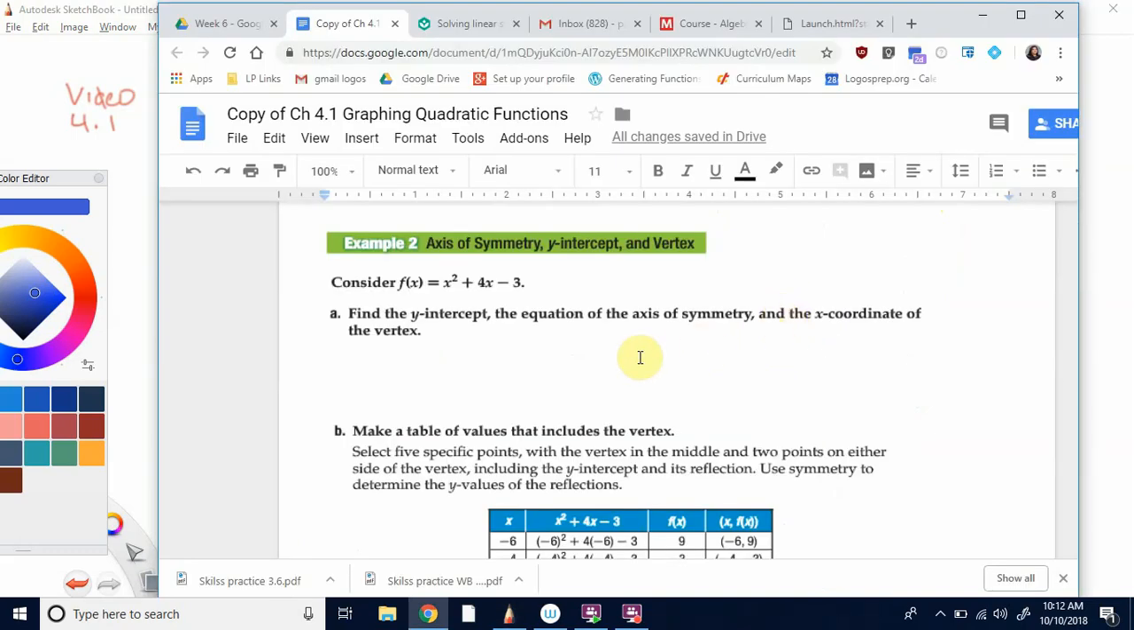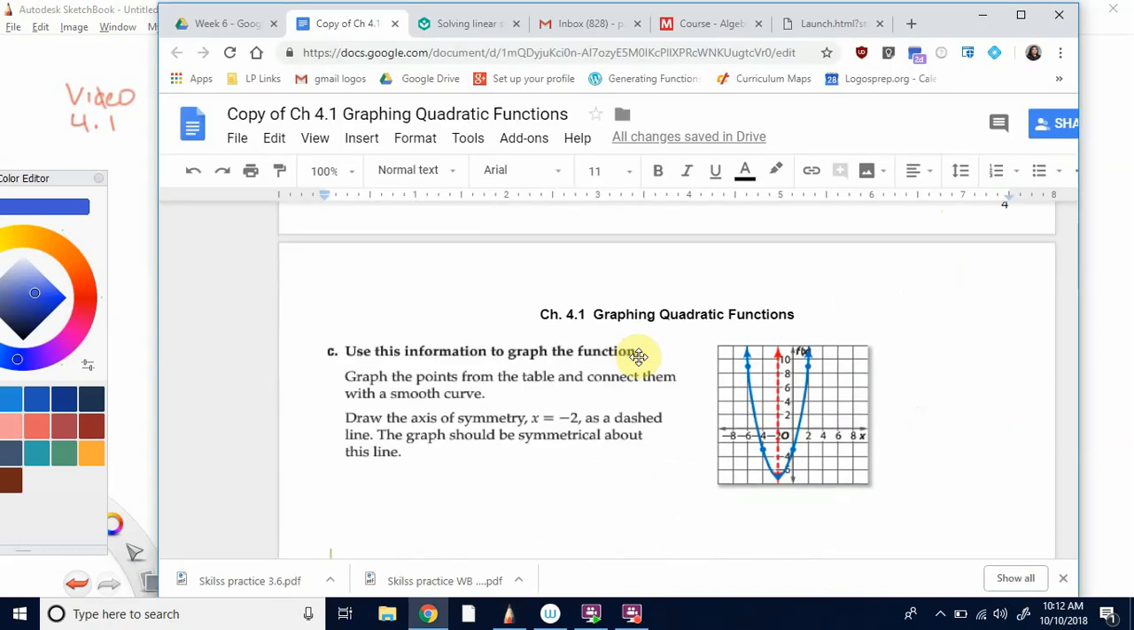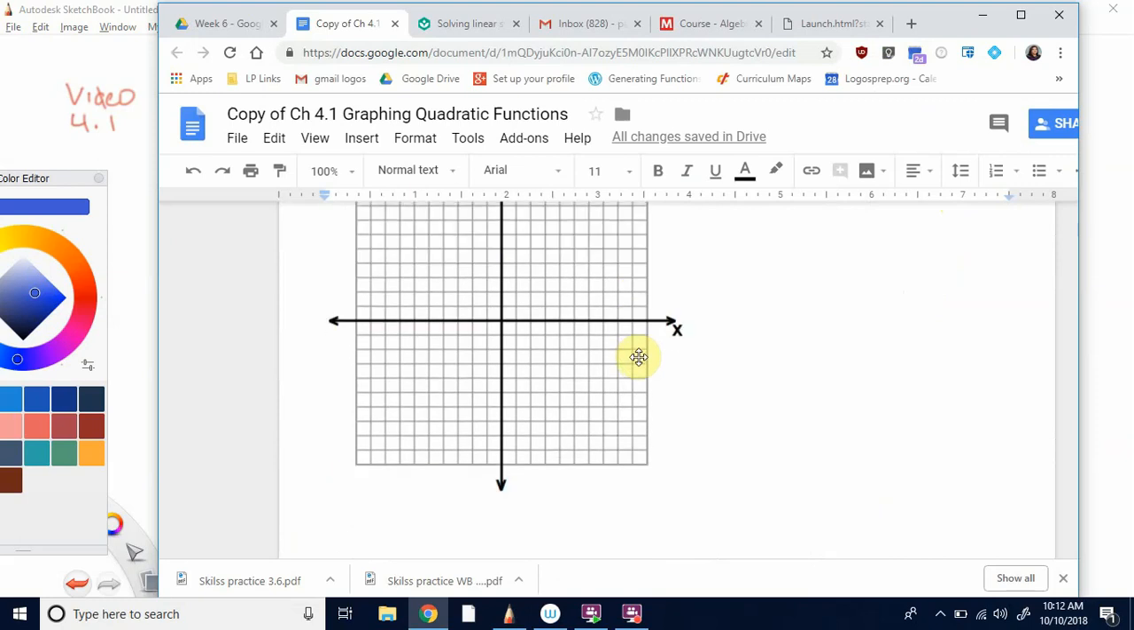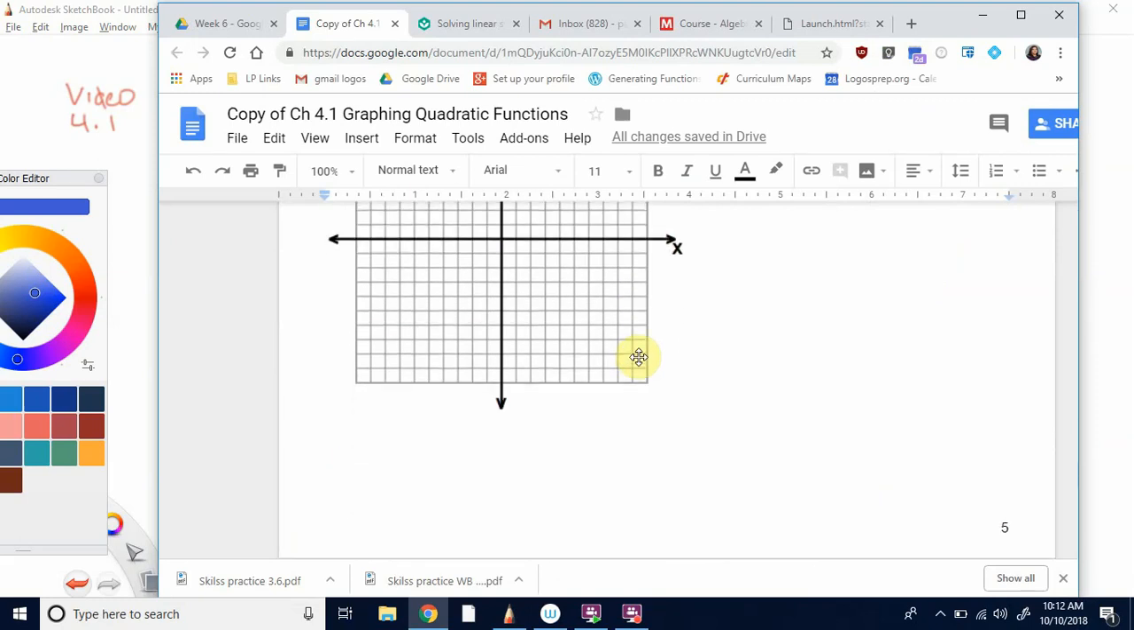All right, so now let's look at the other piece, our last 2 vocabulary words, which are maximum and minimum. What does that mean? The maximum value is the y-coordinate of the vertex that represents the highest possible value of the function. The minimum value is the y-coordinate of the vertex that represents the lowest possible value of the function. So the graph is either going to have a maximum or a minimum.